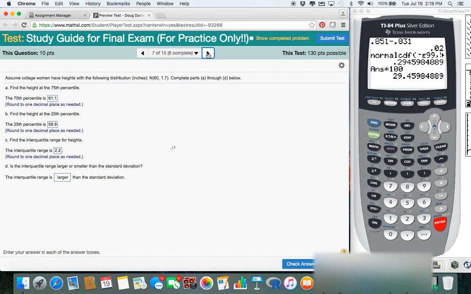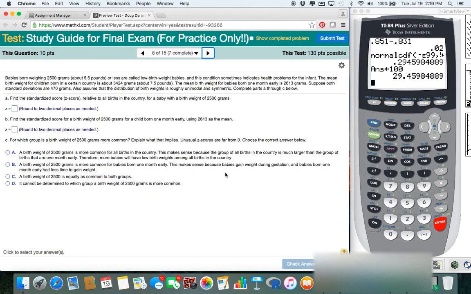Let's get on to question number 8. All right, another big one. Okay, this one wants us to do z-scores. Babies born weighing 2,500 grams are called low birth weight, which indicates health problems. In a certain country, the mean birth weight is 3424, and 1 month early the mean is 2613, with a standard deviation. All right, so find the standardized score relative to all births in the country.